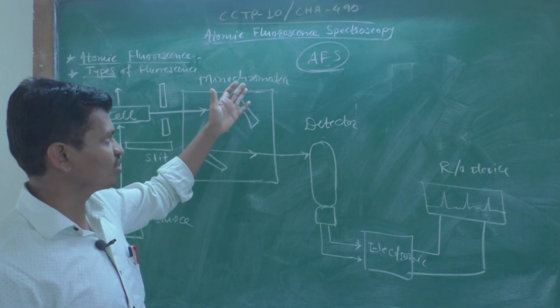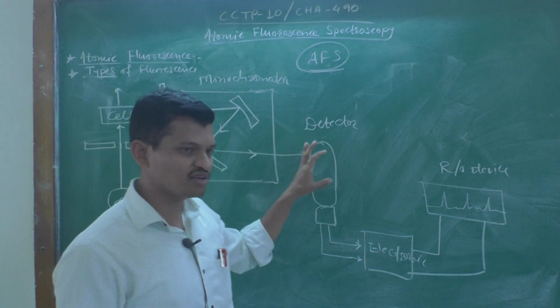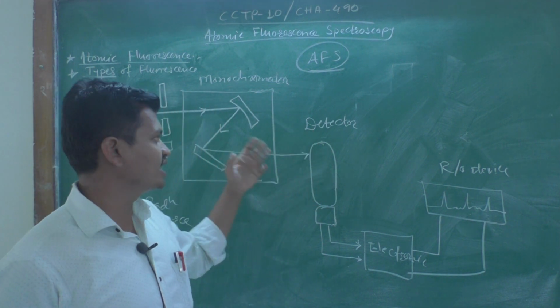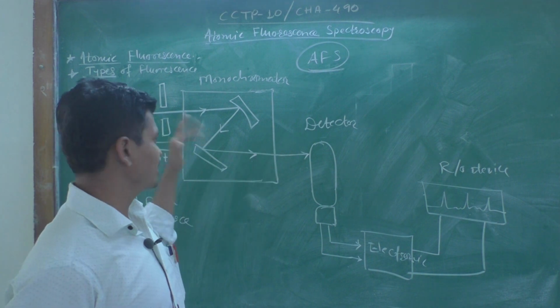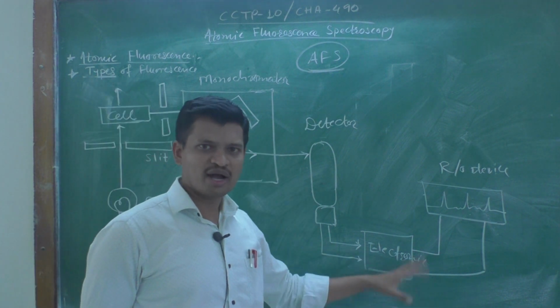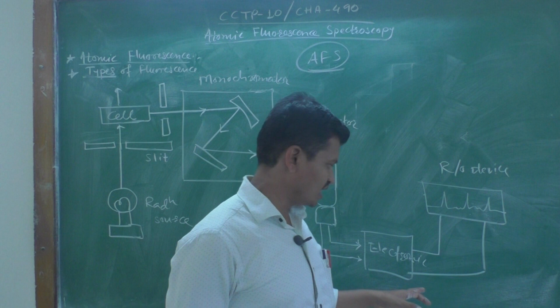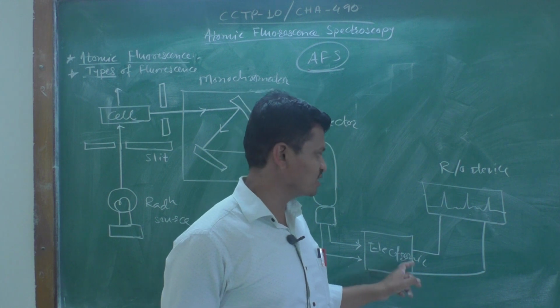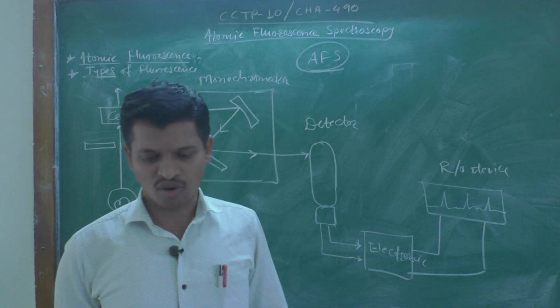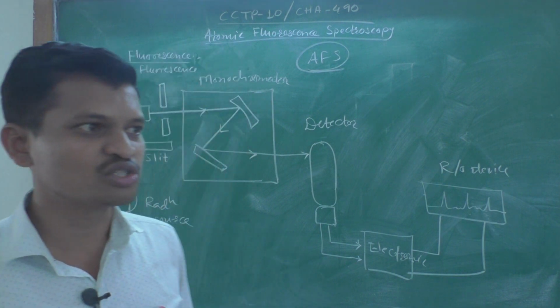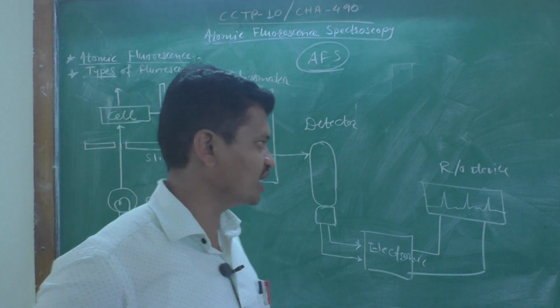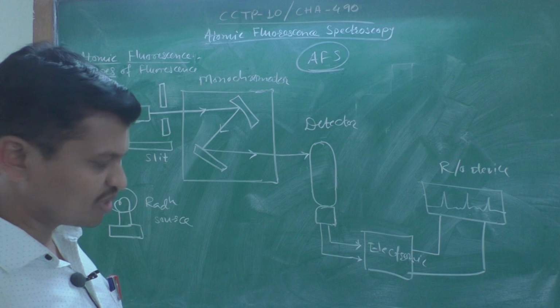The heading is monochromator. This is the detector, which detects the signal radiated from this cell. And this is the electronic part. Some electronic components are there, and this gives a signal to the readout device, or in our modern instruments it is nothing but a monitor. So this is the simple, typical diagram.